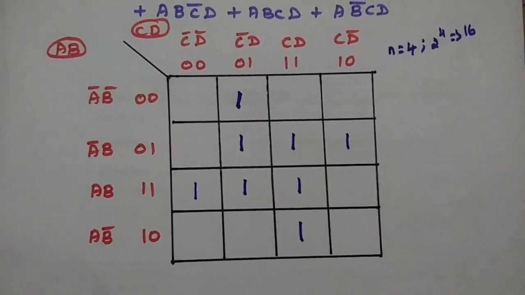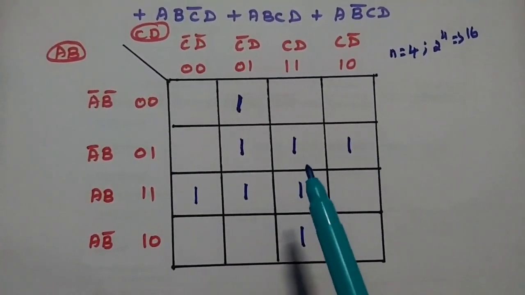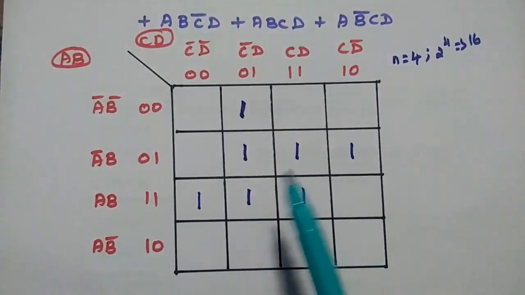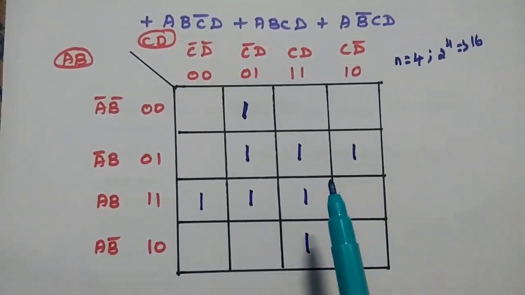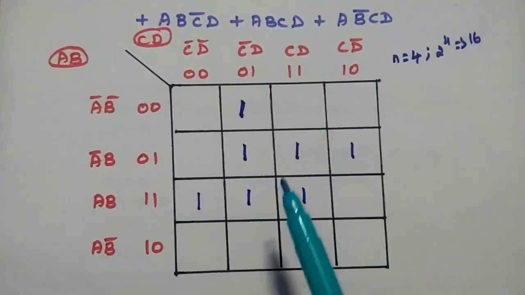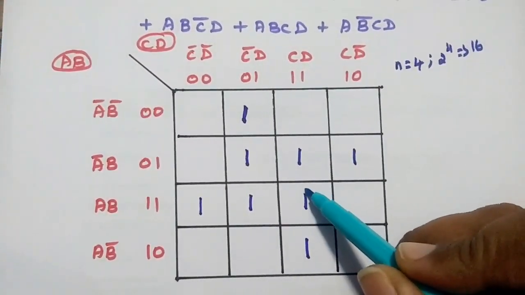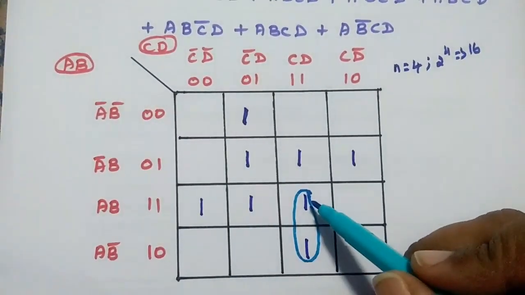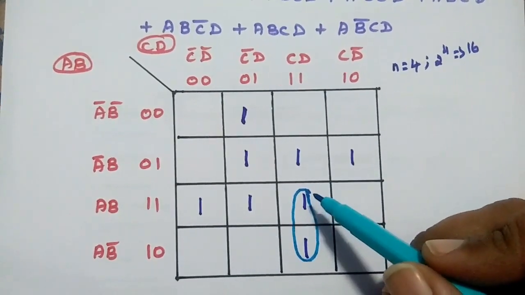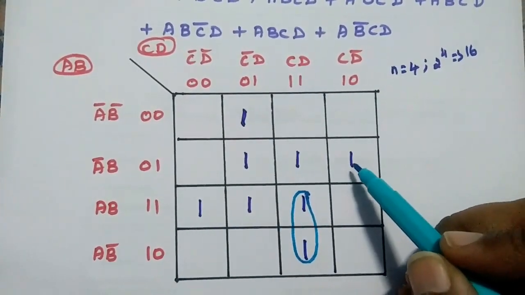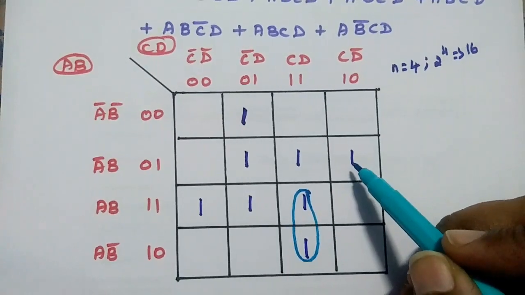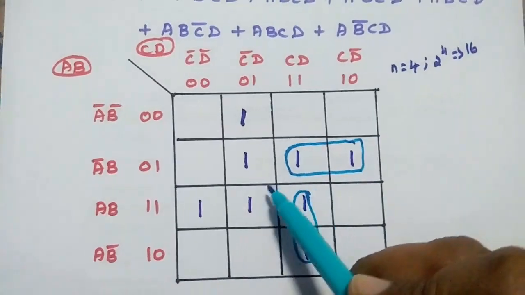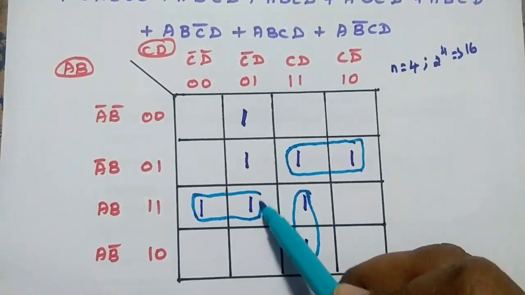Okay. The next step is to group the number of ones. So now we are going to group the ones as pair, quad or octave. So here we have to make a group like this. This one and this one, because this one is having only one option to group with an adjacent one like this. Likewise, this one is having only one chance to group with an adjacent one like this. Okay, so likewise we can group all the ones.